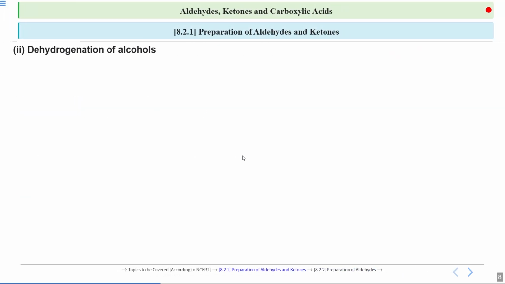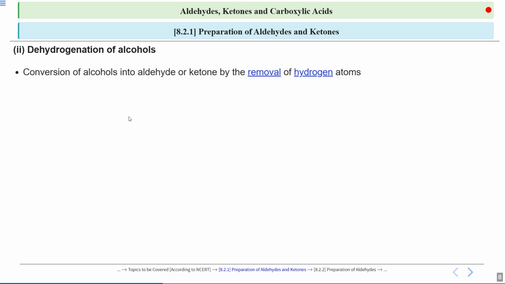So now we have seen the oxidation of alcohols. Now we will see the dehydrogenation of alcohols. If you see the word dehydrogenation, what do you understand by it? It means removal of hydrogen. So dehydrogenation involves the conversion of alcohols into aldehydes or ketones by the removal of hydrogen atoms.